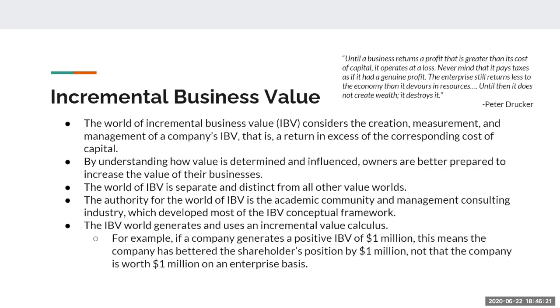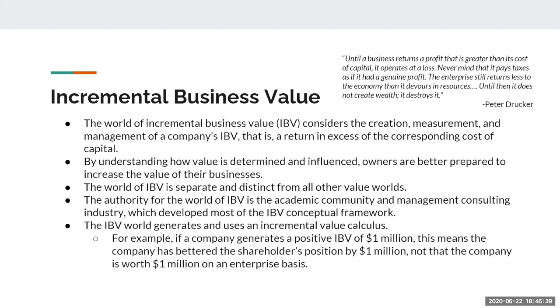A quote from Peter Drucker says, "Until a business returns a profit that is greater than its cost of capital, it operates at a loss. Never mind that it pays taxes as if it had a genuine profit. The enterprise still returns less to the economy than it devours in resources. Until then, it does not create wealth, it destroys it."